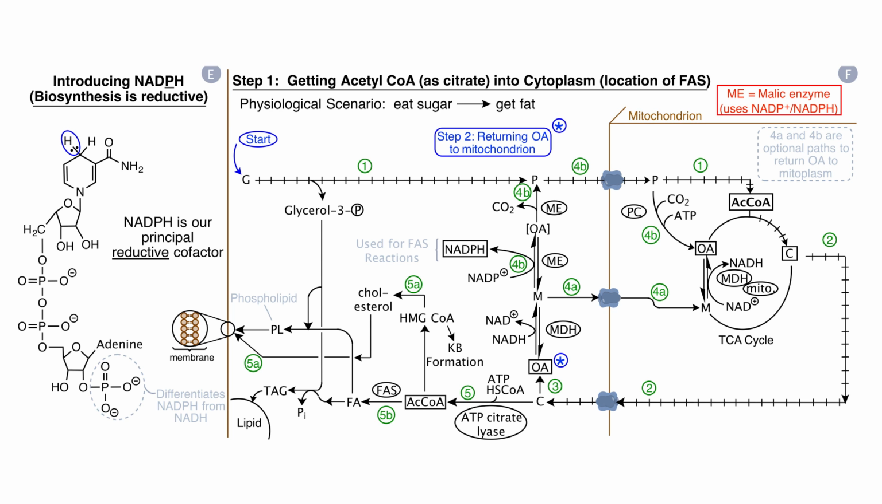4B involves the malic enzyme, ME, which uses NADP+ to oxidize malate back to oxaloacetate. In the process, NADP+ is reduced to NADPH, the biosynthetic precursor. This is one of the two major ways that a cell produces the NADPH that it needs for biosynthesis. The other way to make NADPH is the pentose phosphate pathway.